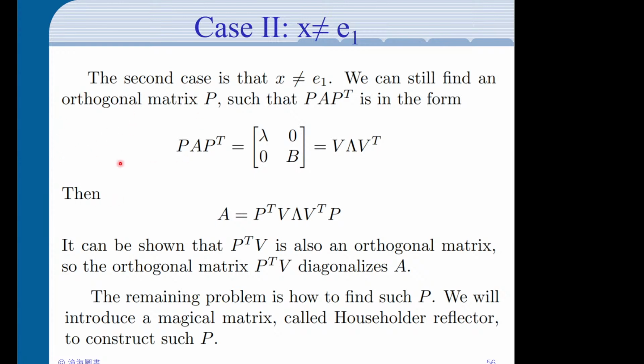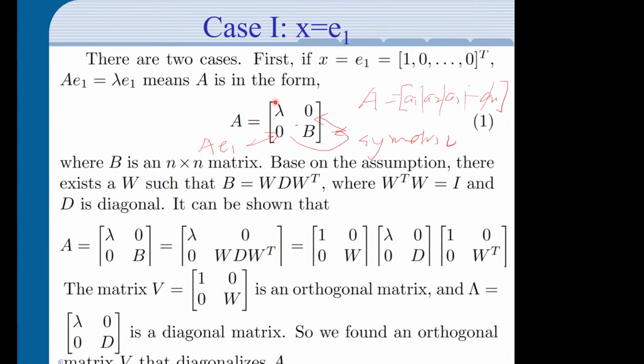do kind of a change of coordinates. So we will do an orthogonal rotation of A, we'll find some P such that this orthogonal rotation of A, or actually it is more like a reflection, is a reflection matrix of A, such that we will make this eigenvector E1. So after we change this coordinate, this eigenvector becomes E1, and then we can go back to the E1 case.